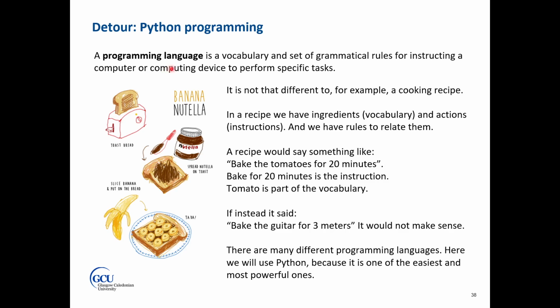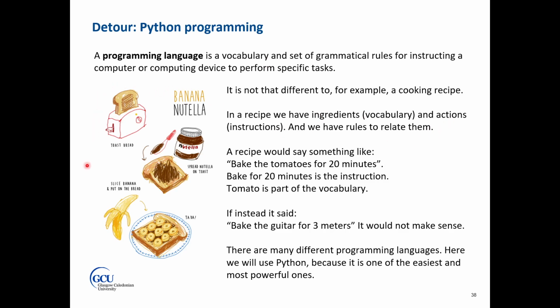And here I'm trying to give one example so that you realize that even though maybe you have never programmed before, you have done many similar things in your day-to-day life, and programming is actually not that different from a cooking recipe. In a cooking recipe, if you think about it, you have two types of things. You have the ingredients, which is the vocabulary, and you also have the actions or instructions that tell you what to do with the ingredients.